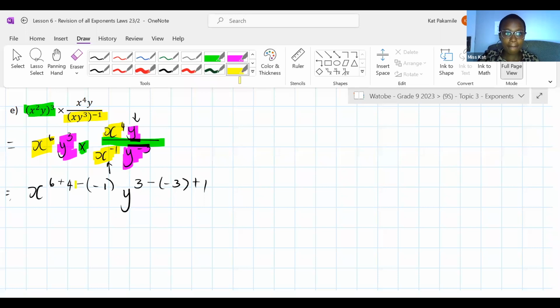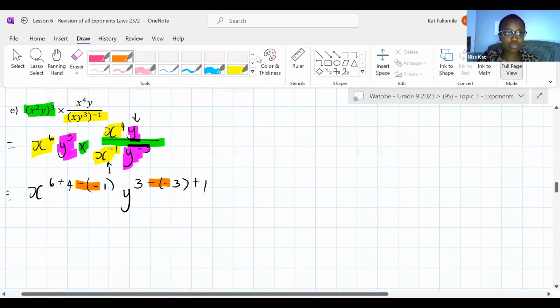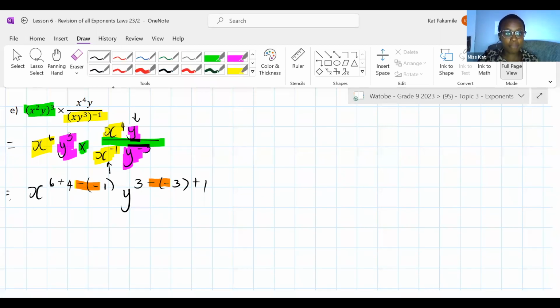Yes. So let's check here. We have a minus and a minus. Two negatives give us what? A positive. Okay, so let's go back to x. 6 plus 4 is how much? 10. Plus 1, 11. And then we are on y. 3 plus 3 is how much? Positive 6. Plus 1, 7. And you are finito. Beautiful girl. That was beautiful.